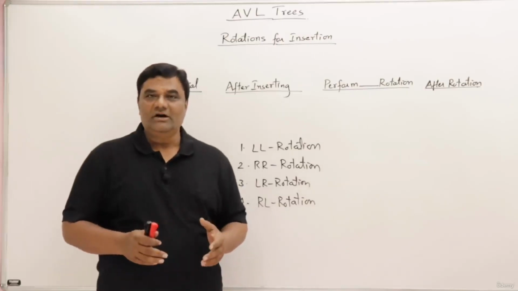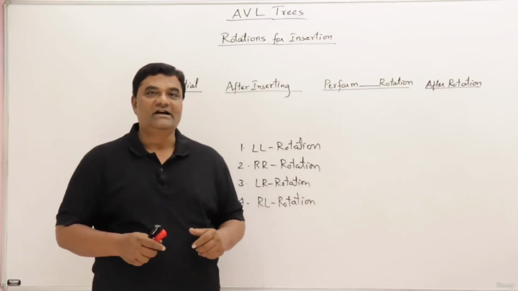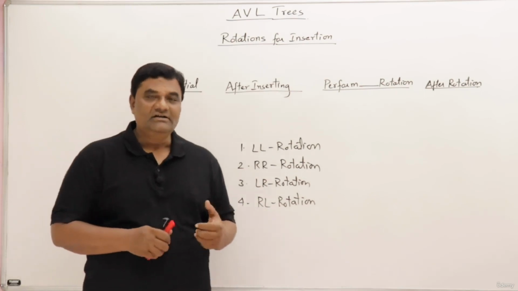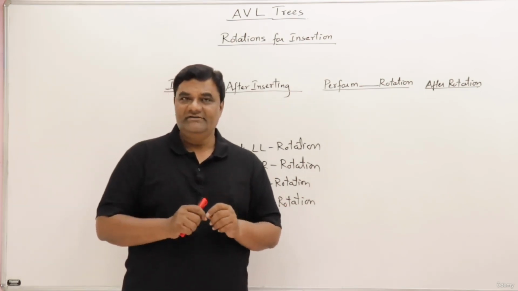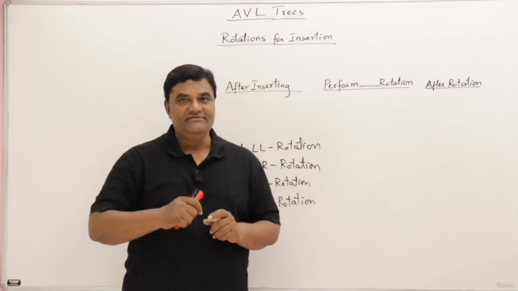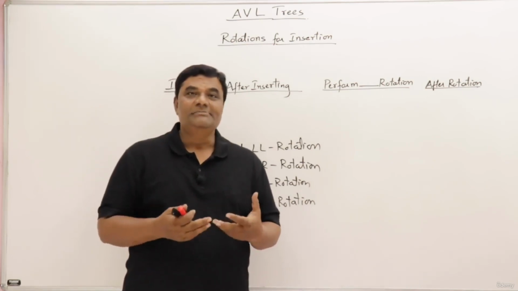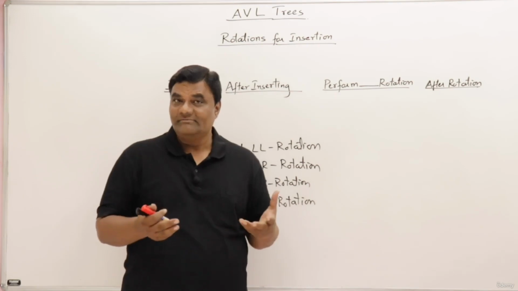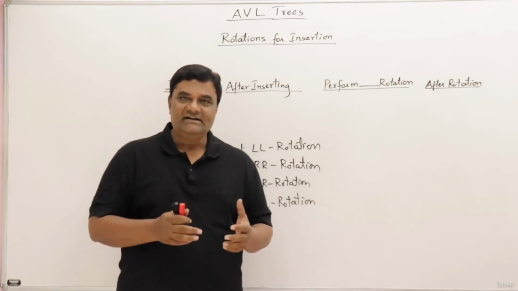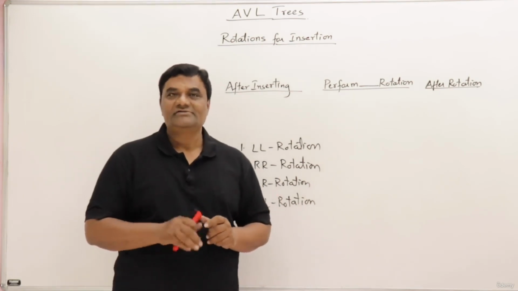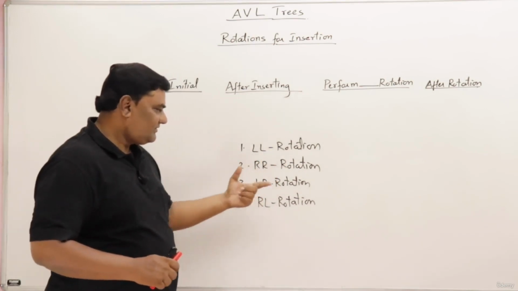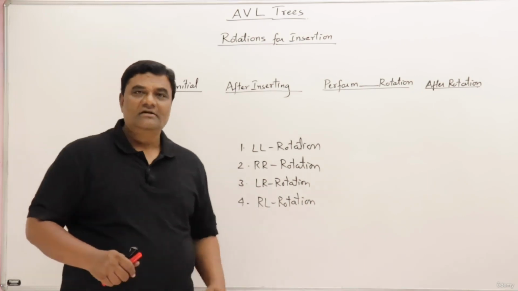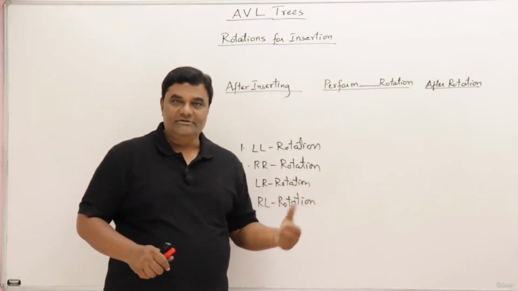In this video, we'll learn about rotations at the time of insertion, that is at the time of creation of an AVL tree. When we are creating an AVL tree and inserting any key in the AVL tree, then some nodes may become imbalanced. So the tree becomes imbalanced. To balance that, we perform rotations. Those rotations are named LL rotation, RR rotation, LR and RL rotations. We'll understand all these rotations one by one.